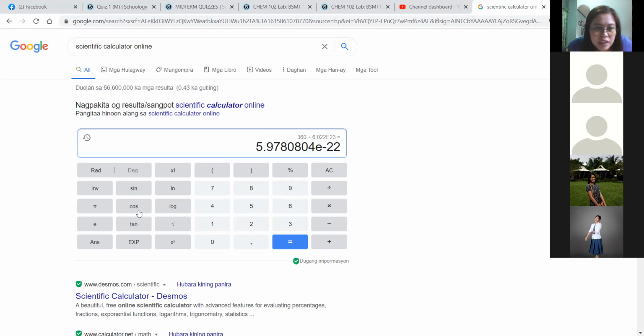Or kung dili mo ganahan mo gamit anang EXP, it's either you input 360, tapos divide. And then, ibutang nimo siya sa parenthesis class. So, parenthesis, tapos 6.022, tapos times 10, kung kanyo imuhang gusto gamiton, times 10, and then this one, exponent.